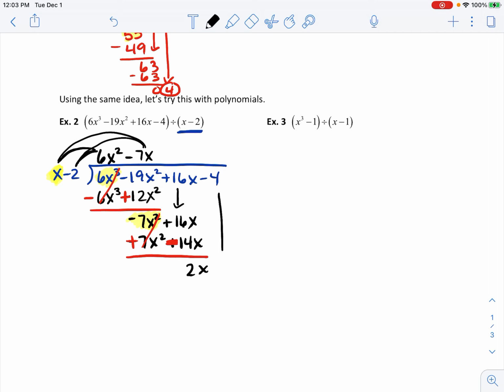And then bring down the last term, so we're not going to have to do this very many more times. Then do it one more time. What do I have to multiply x by to get 2x? Well, that's getting a little bit easier. You have to multiply it by a 2, right? It's a positive 2, so it's going to be plus 2. And then let's do it one more time. 2 times x is 2x. And 2 times negative 2 is negative 4.